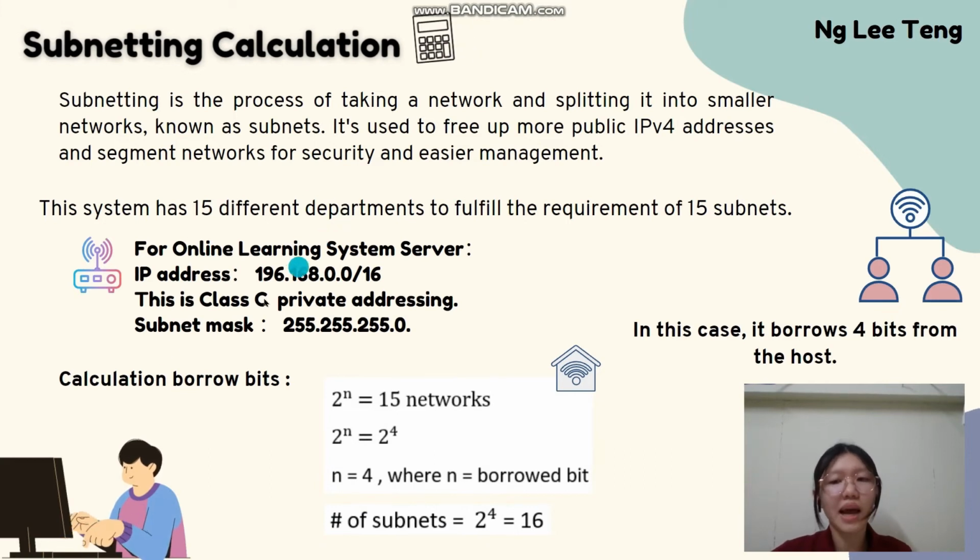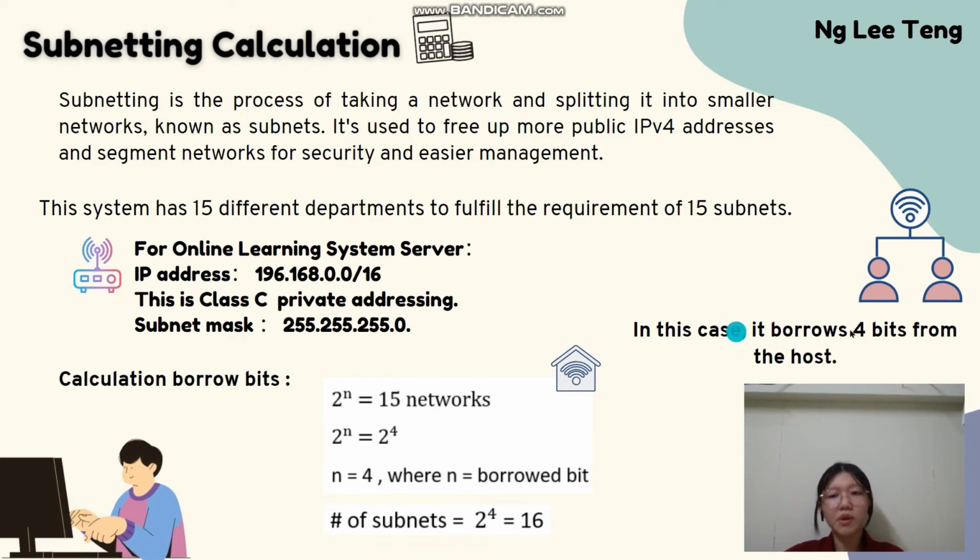For the online learning system server, the IP address string for the system is 196.168.0.0/16. This is class C private addressing. The default subnet mask is 255.255.0.0. Because it has 15 different departments, to fulfill the requirement of 15 subnets, we need to borrow bits from the host to provide the number of subnets.